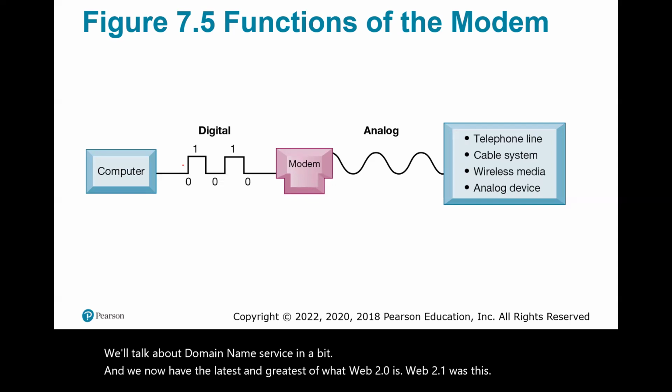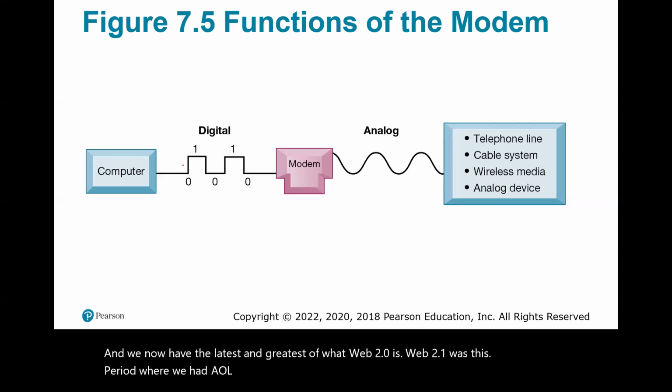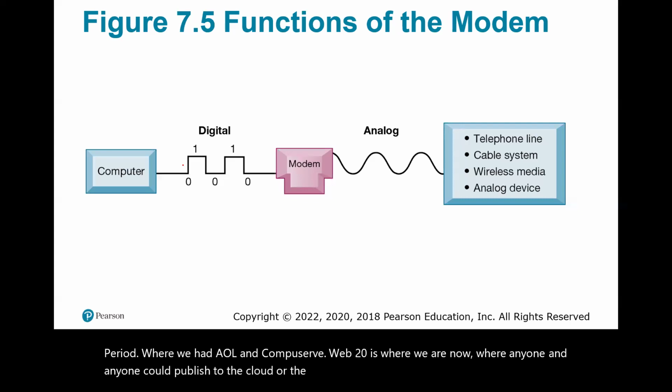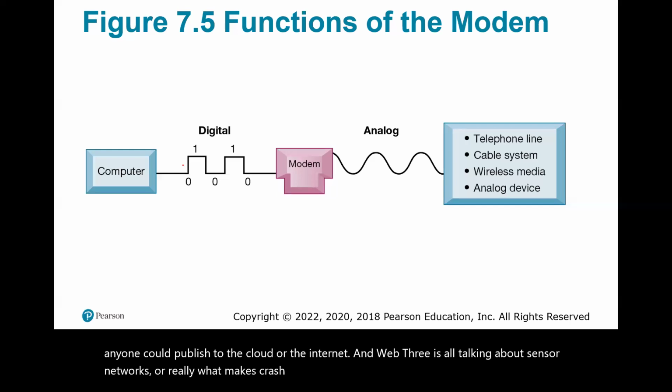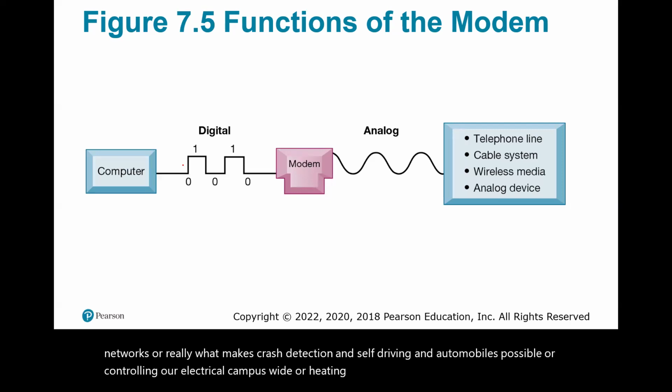Web 1.0 was that period where we had AOL and CompuServe. Web 2.0 is where we are now, where anyone can publish to the cloud or the internet. And Web 3 is all about sensor networks, or really what makes crash detection and self-driving automobiles possible, or controlling our electricity campus-wide or heating campus-wide, and so on.